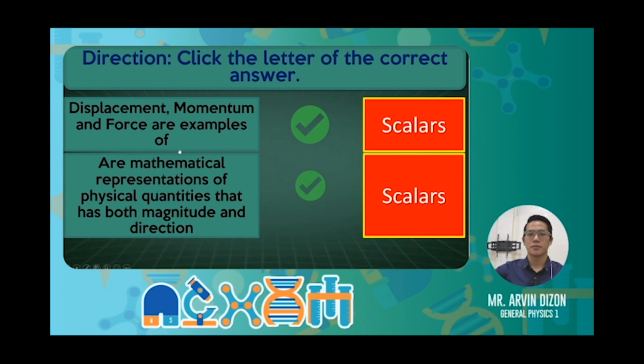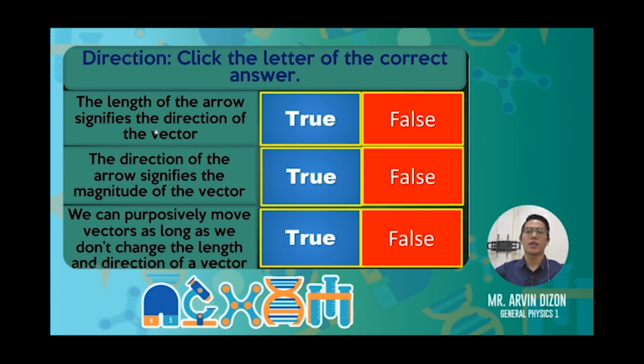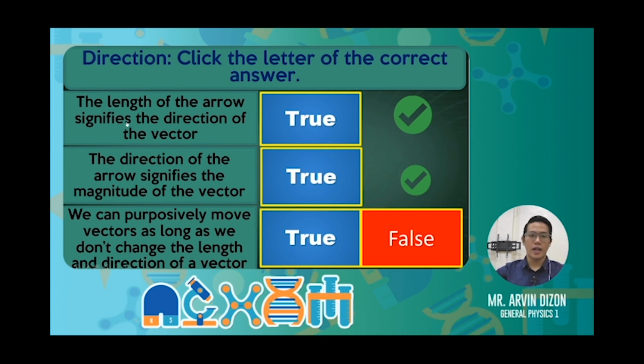Very good. Next, the length of the arrow signifies the direction of the vector. Now, is it true or false? False. The direction of the arrow signifies the magnitude of the vector. True or false? Very good. The length of the arrow is actually the magnitude of the vector, while the direction of the arrow is the angle or the direction of the vector. Last one, we can purposively move vectors as long as we don't change the length and the direction of a vector, true or false. Very good.